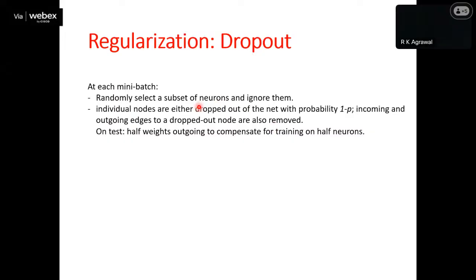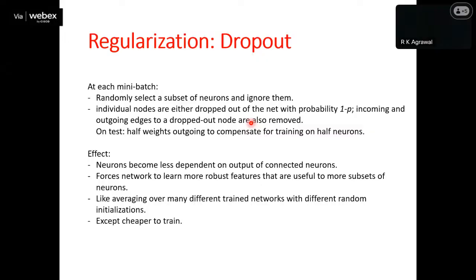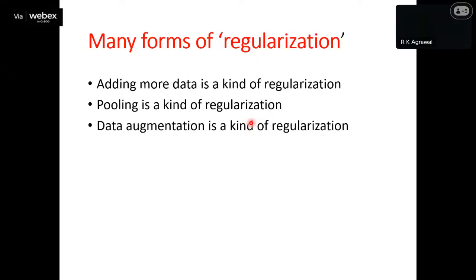In training, we divide the training samples into many batches. For a given batch, we ignore a certain number of neurons. When we drop these neurons, both incoming and outgoing edges from these dropout nodes are not considered, and based on this, we update the weights. So neurons become less dependent on the outcome of connected neurons. This forces the network to learn more robust features that are useful to more subsets of neurons. It is also like an ensemble network, and another important point is that it is cheaper to train. So this is another form of regularization to control overfitting.